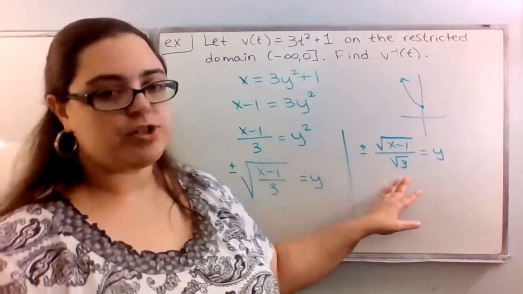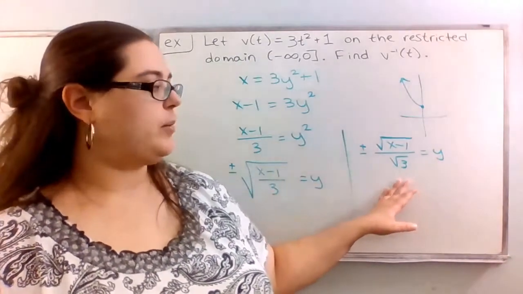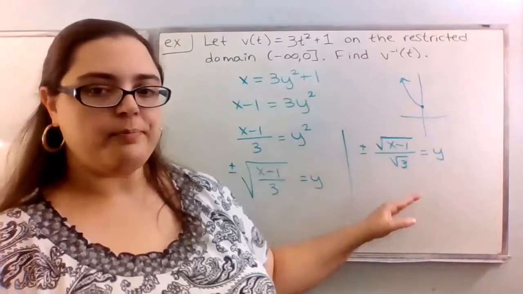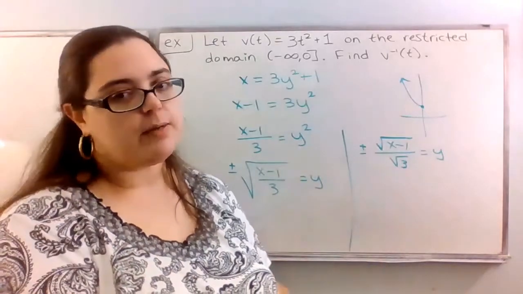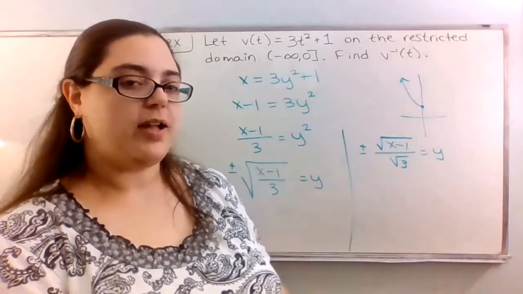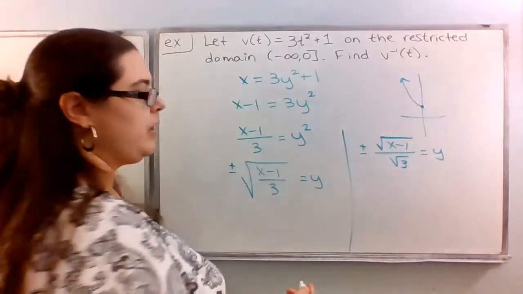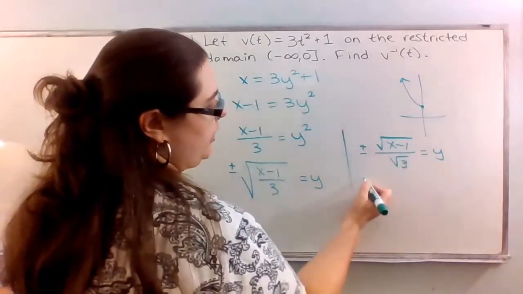And then we want to rationalize the denominator. So we can do that by multiplying top and bottom by root 3. This is because the square root of 3 times the square root of 3 is 3. So we'll have a rational denominator. So multiply top and bottom by root 3.